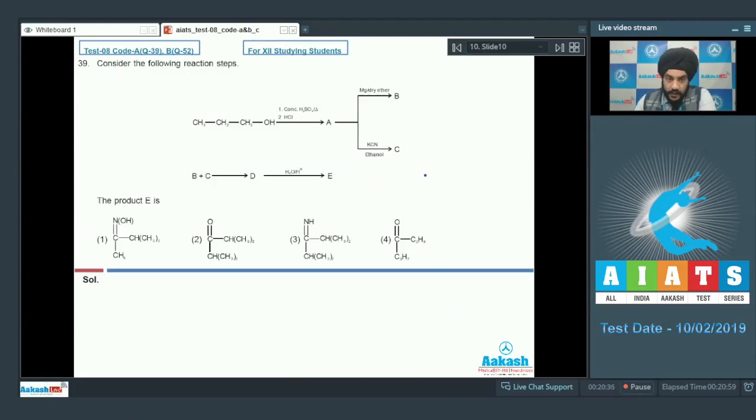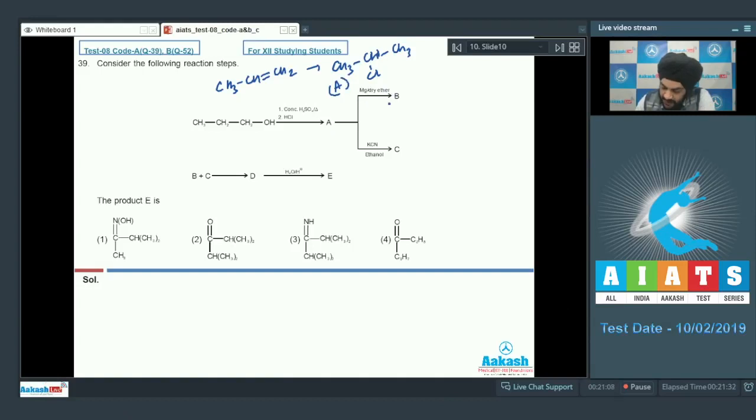Let us look at the next question. Question number 39. We have been given a reaction sequence. Firstly, we have propan-1-ol. It is allowed to undergo dehydration and then addition of HCl. The H2SO4 will convert it into an alkene. It will form propene and then the HCl will add to the propene, giving us 2-chloropropane. So this is our product A.